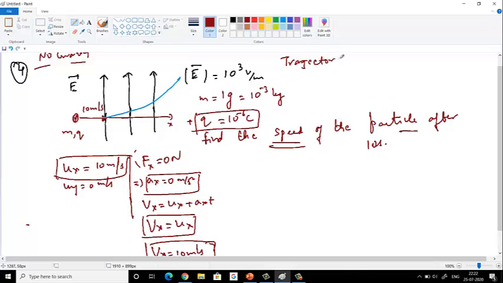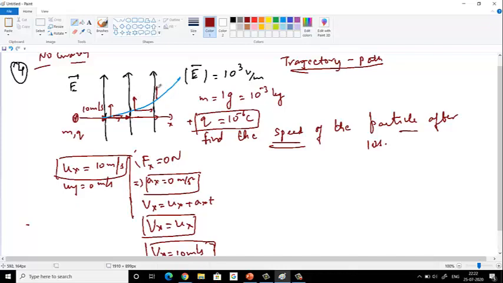Trajectory means path, along the shown blue color path. Why? Because acceleration is acting upwards, but the particle also has some velocity in the x direction. The acceleration is acting in the upward direction, so it will have velocity both in the upward direction and the x direction.